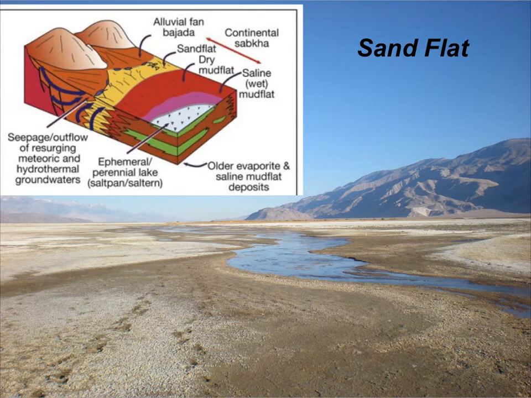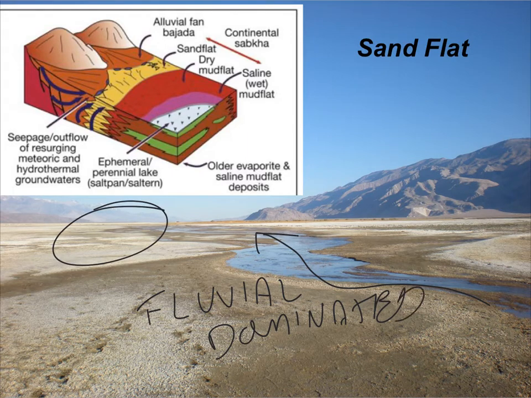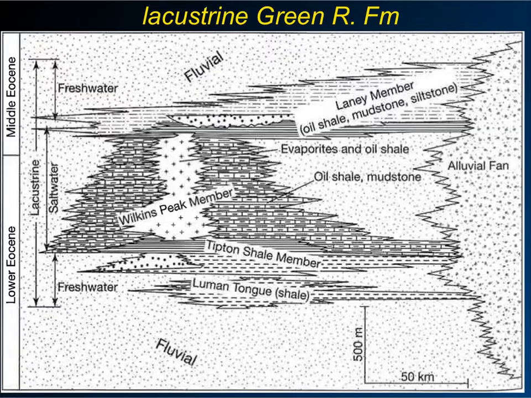So again, this would be an example of a sand flat. You can see there's evidence for fluvial activity. The lake depocenter is out here, and this could also be the center of the valley in these sort of terrestrial valleys, but it clearly has more of a fluvial dominated feel and evidence for a lot more fluvial activity than a typical lake basin.